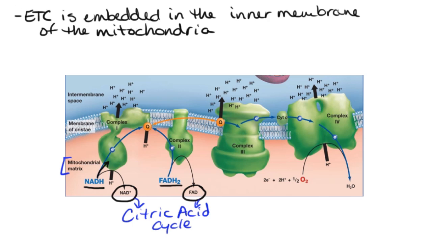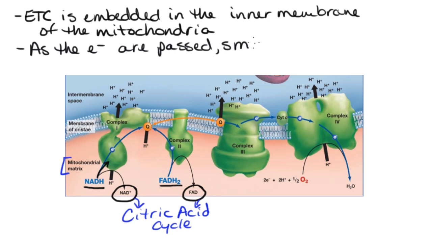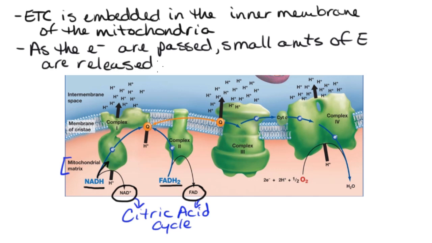Now, if we continue to follow our picture, those electrons get passed to the first complex, and we said that with each passing step, a small amount of energy is released. So as the electrons are passed, we definitely want to understand that small amounts of energy are released. Now we want to talk about what we're going to do with that small amount of energy that was just released, because that was an exergonic reaction.